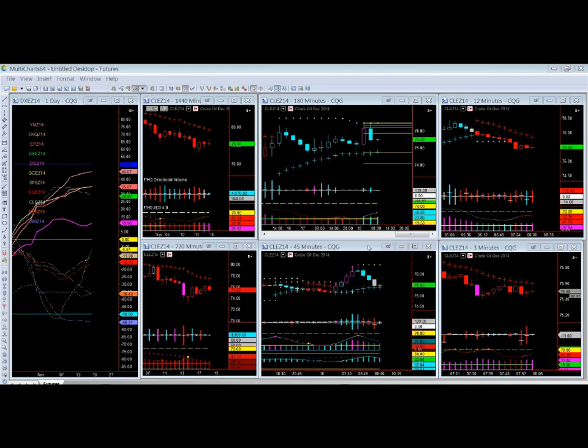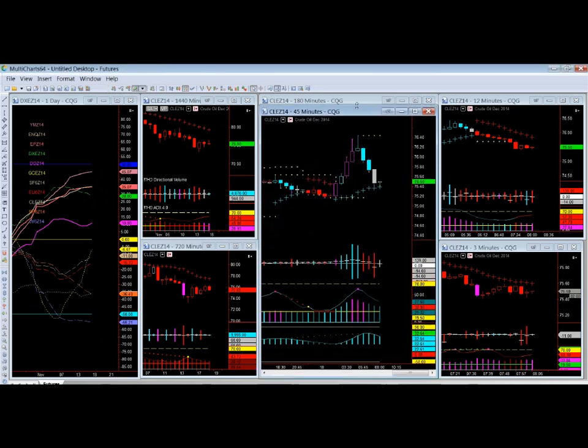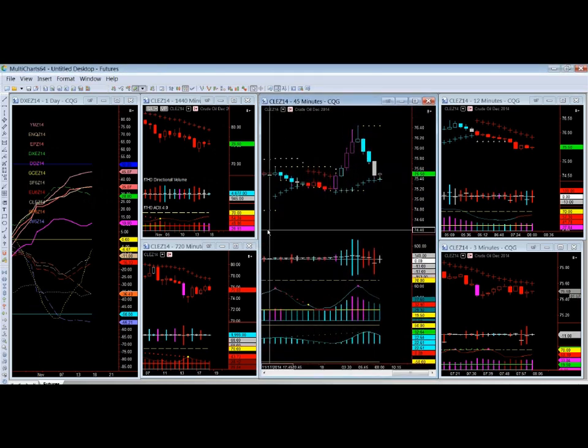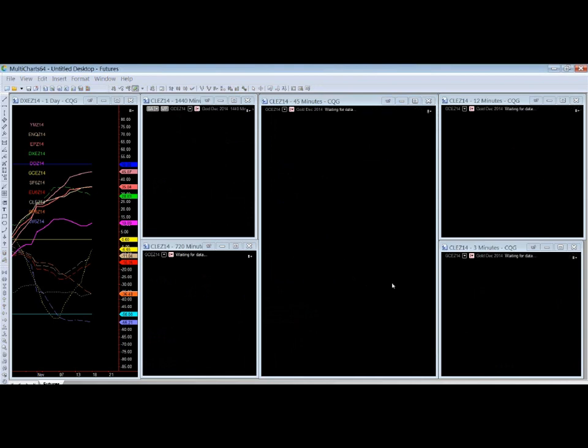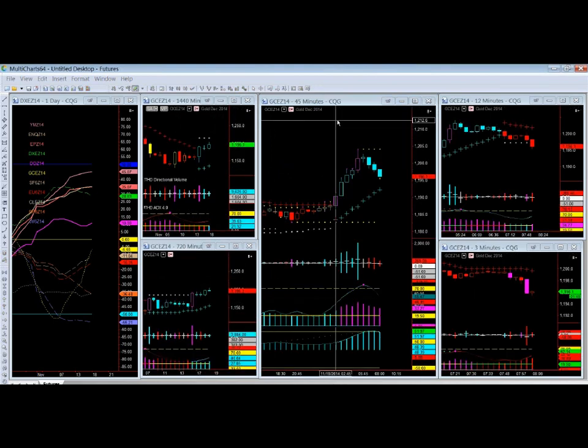Now, notice that on the 45-minute chart, I actually have more indicators than in any of the other workspaces. The reason I did that was so that you would see some of the other indicators that come in the package, but you never see on my chart.